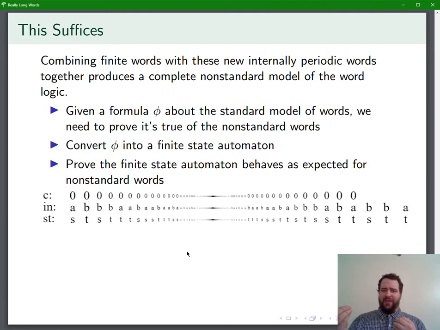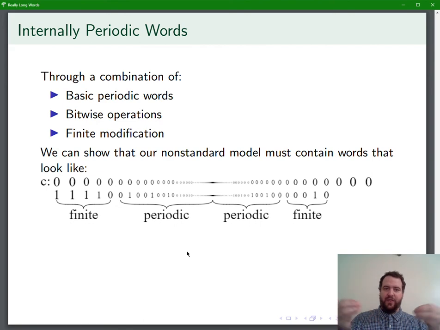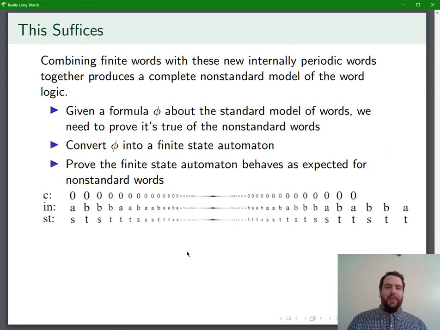It turns out that if all you have are these internally periodic words, then that actually suffices. And the proof of that, and this is a really complicated proof, so given a formula about the standard model of words, we need to prove that it's true of this collection of non-standard words. And the reason why we chose this particular structure, this particular logic, is because any formula in this word logic can actually be converted into a finite state automaton. And then you just prove that the finite state automaton behaves as expected for these infinitely long words.